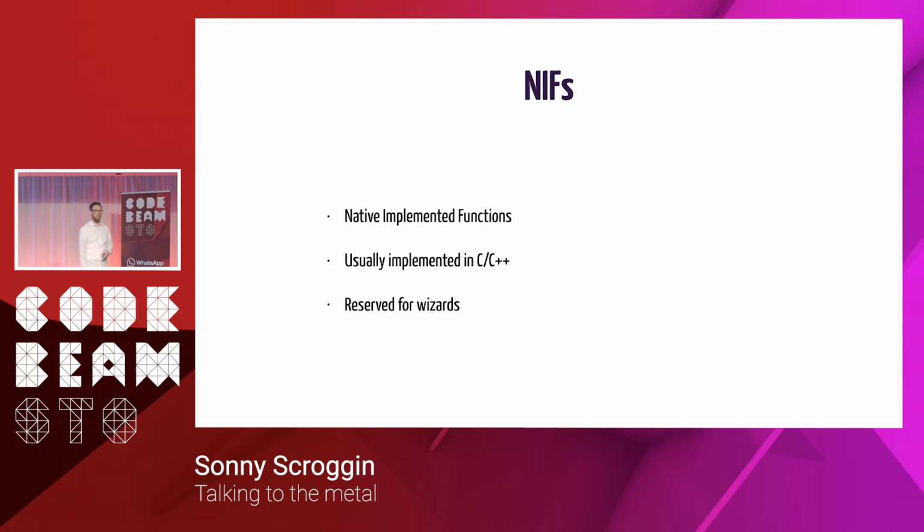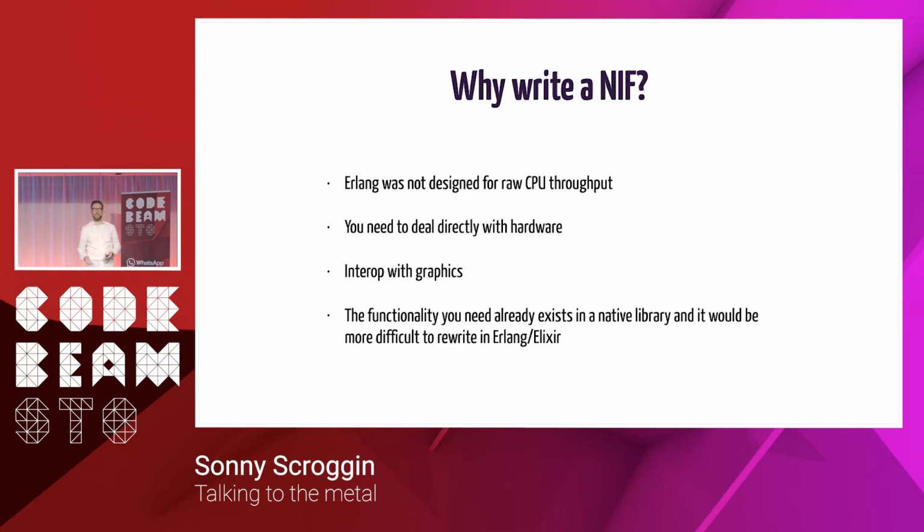Erlang was really not designed for raw CPU throughput. Erlang's fast, generally, for most things, but sometimes you really need that raw native power. You might also need to deal directly with hardware, which you would need to do from some other language. Maybe you need to interact with a graphics library of some kind. Or maybe the functionality you need already exists in some other library, and it would be far too costly to re-implement everything in Erlang or Elixir.